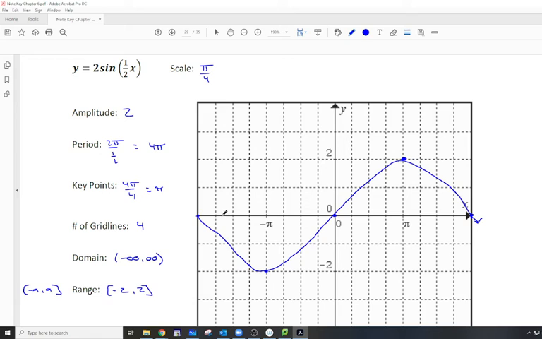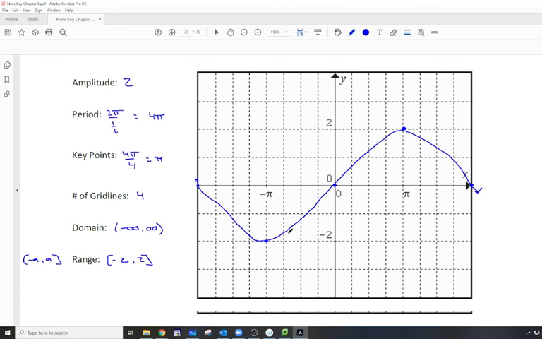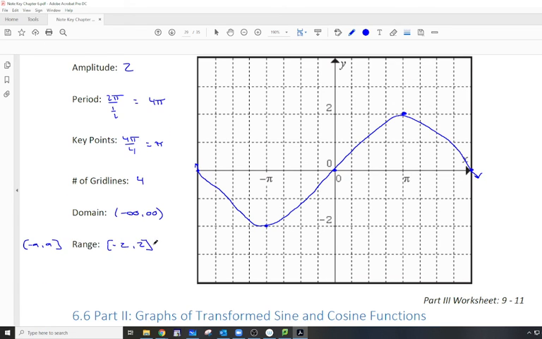And of course the graph keeps going on forever. So my assumption is if you reach the end, you know it's going on forever, but I know some instructors are really picky about arrows, so I'll draw some arrows, but I probably won't remember it all the time. So this is the graph of y equals 2 sine of 1/2 x. Hopefully it felt okay. So now you can go and practice worksheet number 9 to 11.